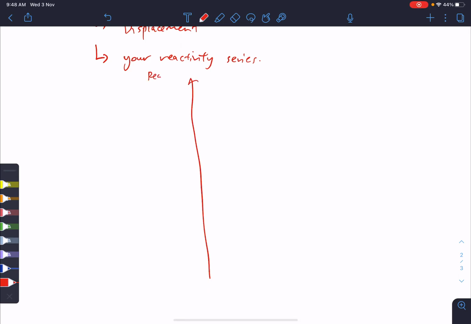Which is something that you may not have remembered, but now you need to memorize it. So it is P, which is potassium.